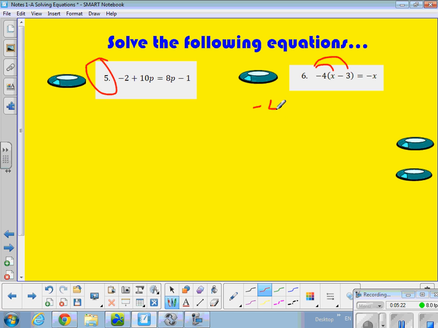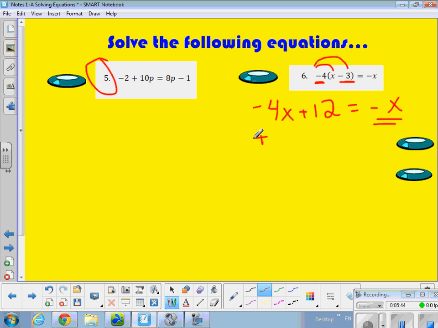So I'm going to get -4x, and then -4 times -3. When you multiply two negatives together, that actually is going to become a positive. So I'm going to change that to be a +12 is equal to -x. So then, again, that first step is just simplifying each side. Well, now I want my x's on both sides. This x is already on a side by itself.